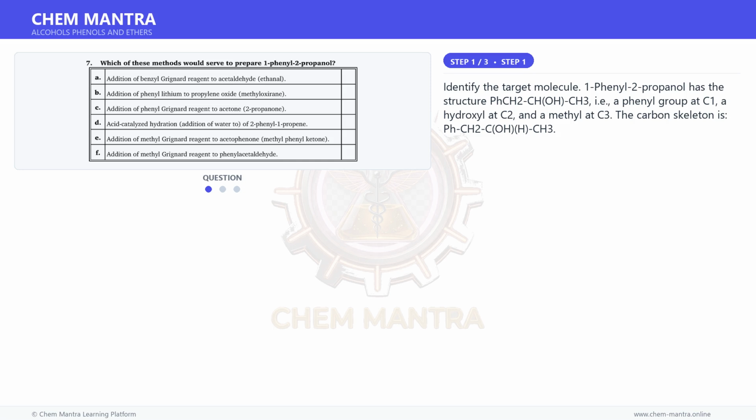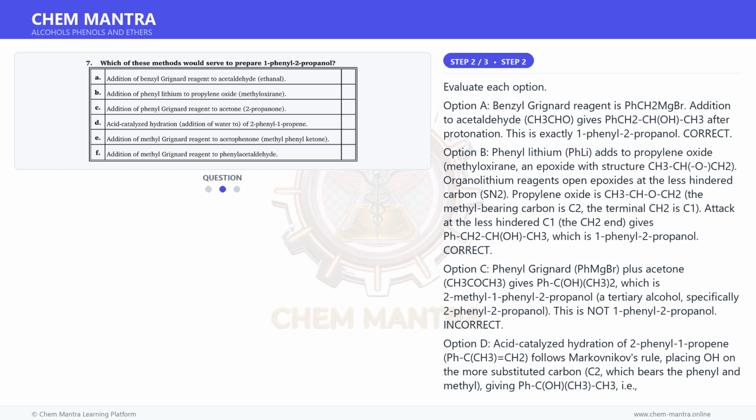Identify the target molecule. 1-Phenyl-2-propanol has the structure PhCH2CH(OH)CH3, a phenyl group at C1, a hydroxyl at C2 and a methyl at C3. The carbon skeleton is PhCH2CH(OH)CH3. Moving on to the next step.